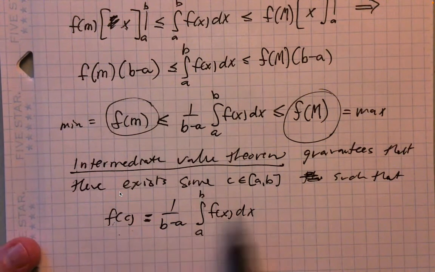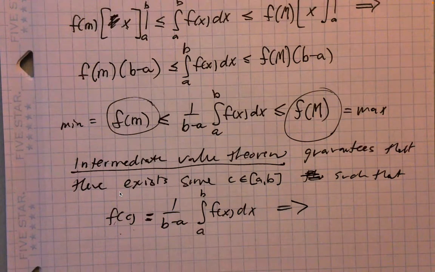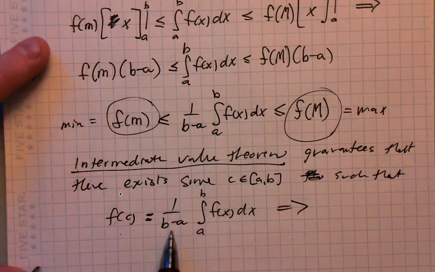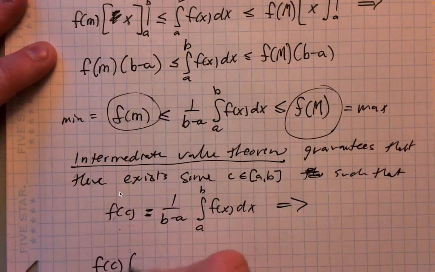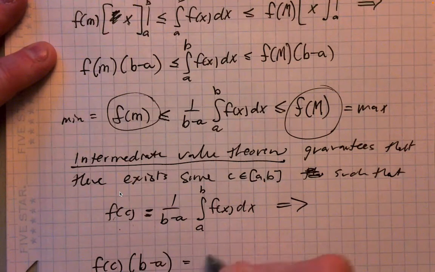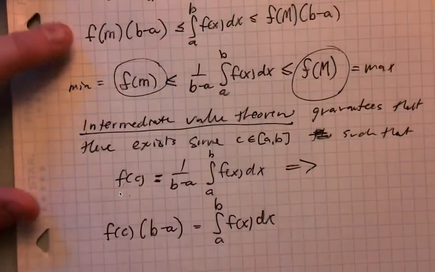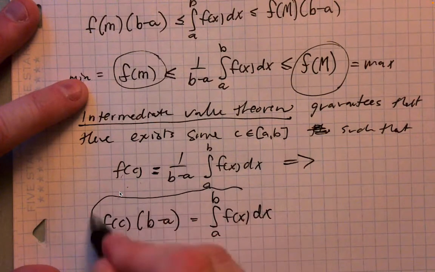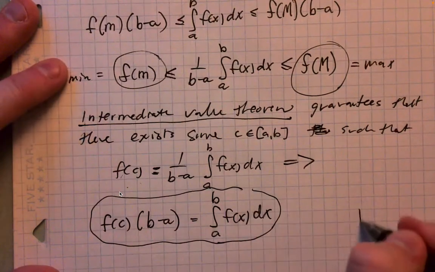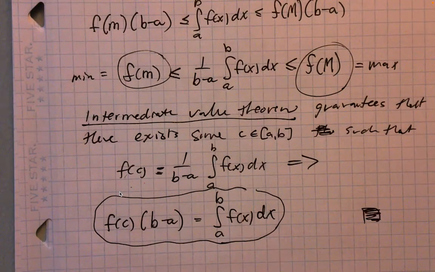And so this being the case, this gets us basically to our situation, right? We want to multiply both sides by b minus a now. And so f of c times b minus a is going to be equal to the definite integral from a to b of f of x. Right? So this was kind of our target. We wanted to derive this. Okay.